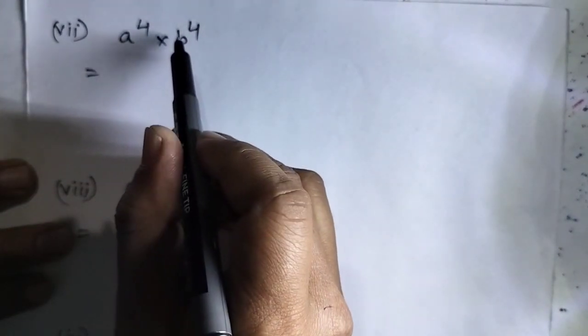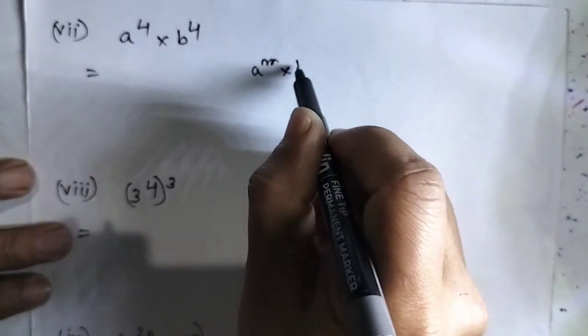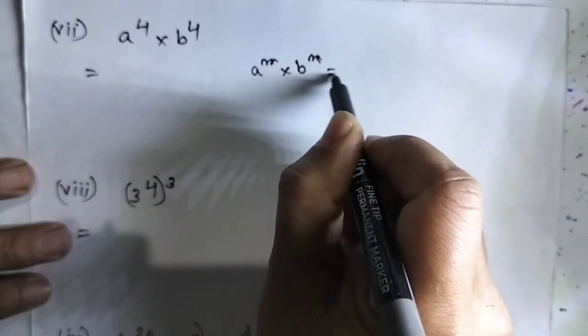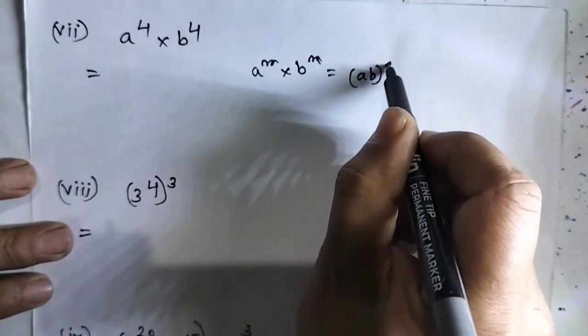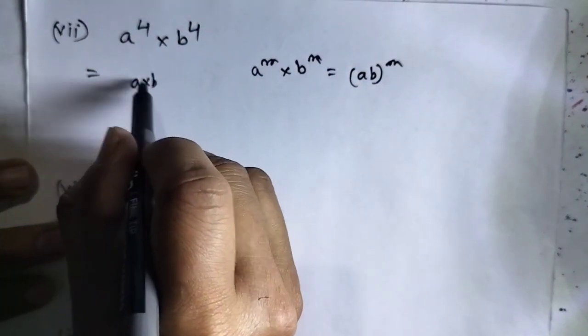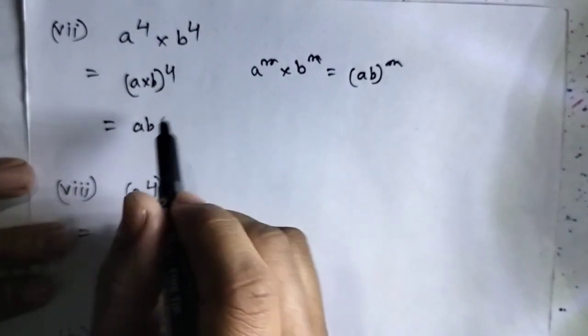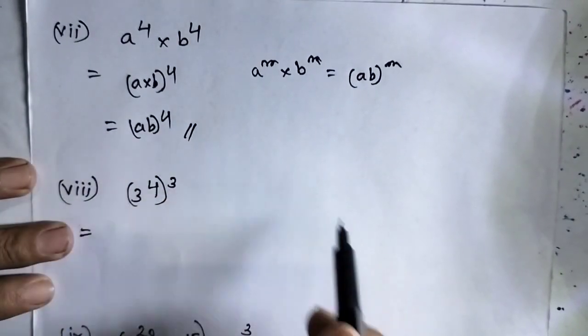a to the power 4 into b to the power 4. Here the exponents are the same but the bases are different. We know that a to the power m into b to the power m is equal to ab to the power m. Then a to the power 4 into b to the power 4 is equal to ab to the power 4.